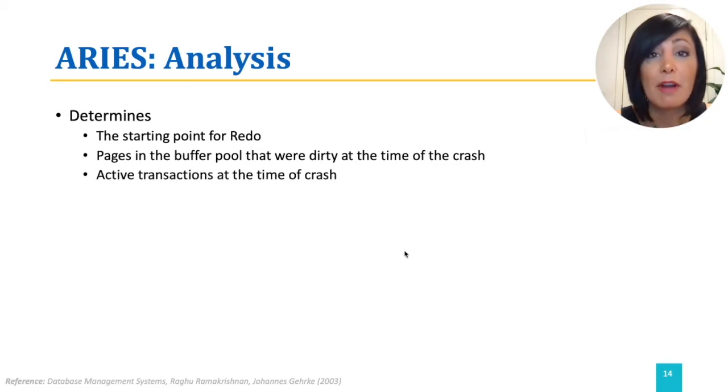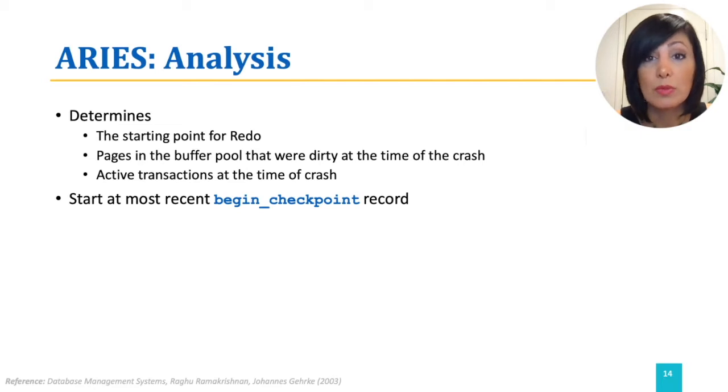Third, it finds out which transactions were active at the time of the crash and were aborted by the crash, and therefore should be undone. To be able to do this, the analysis state starts from the most recent checkpoint. Remember, we said that a fuzzy checkpoint is reliable only up to the point of the earliest log sequence number it has recorded. Therefore, analysis starts from the begin checkpoint of the most recent checkpoint.